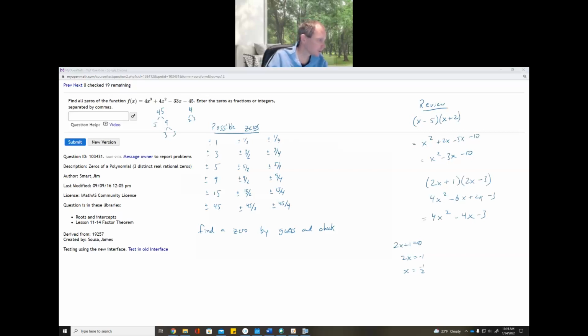So I could say, all right, 3 works, and that's one of them. Okay. So one of my roots is 3. Now there's 2 ways that we can go from here. We can continue along with guess and check and find the rest of them. Or because 3 is a root, I know that means that x minus 3 is a factor.